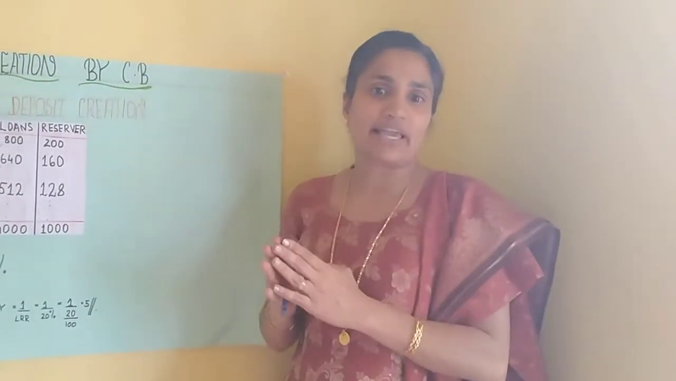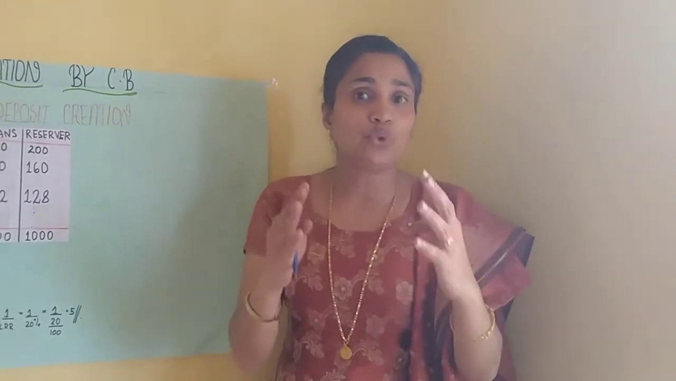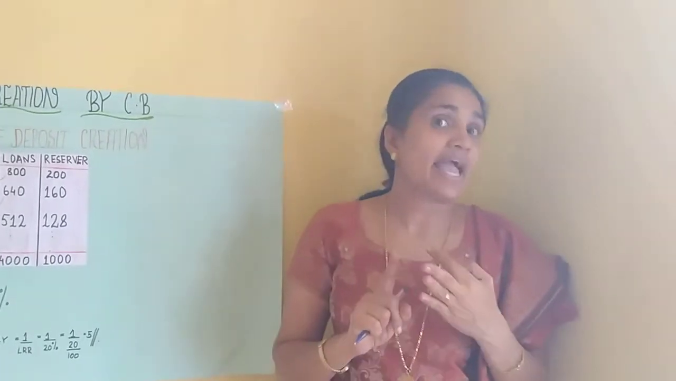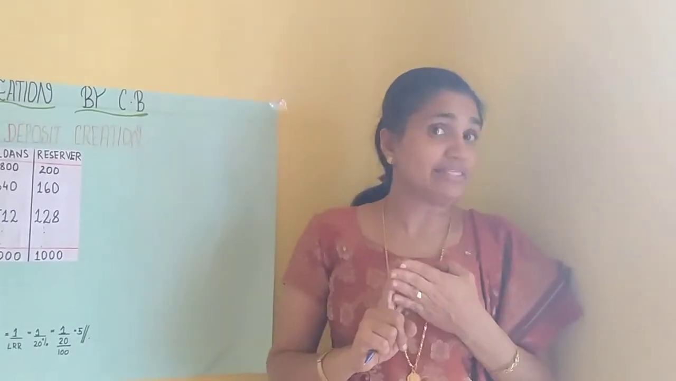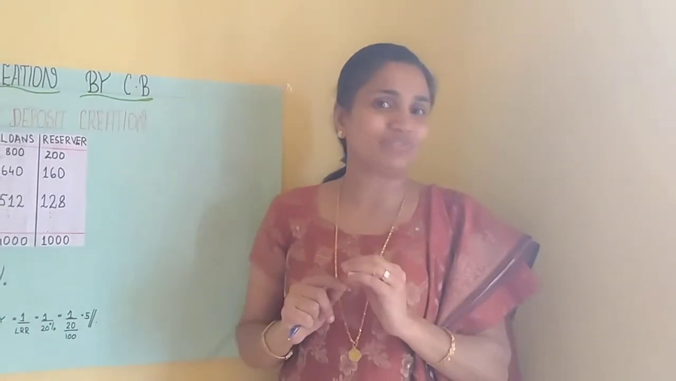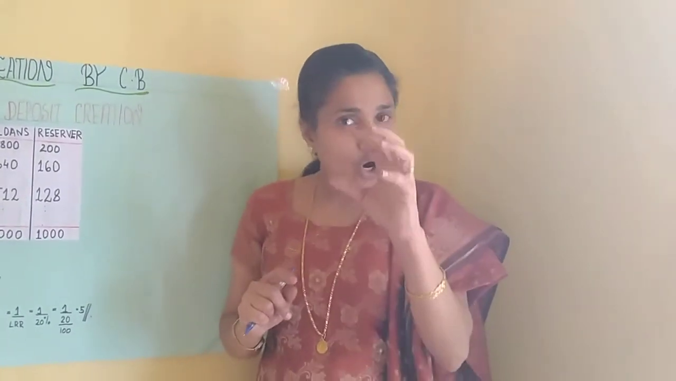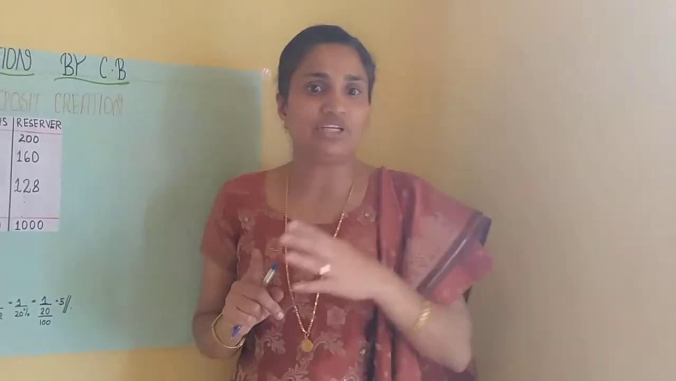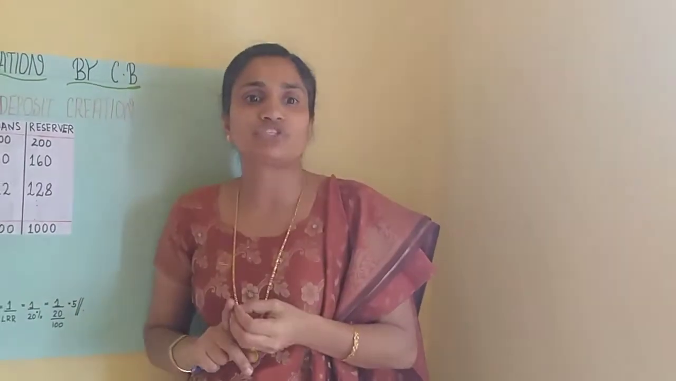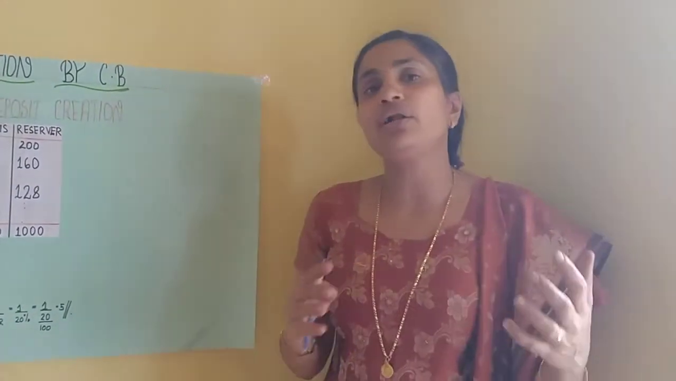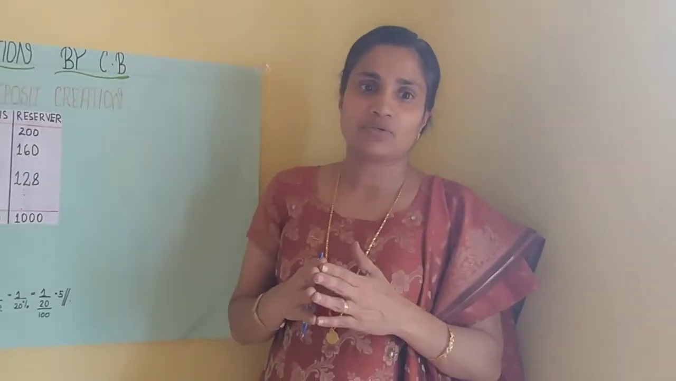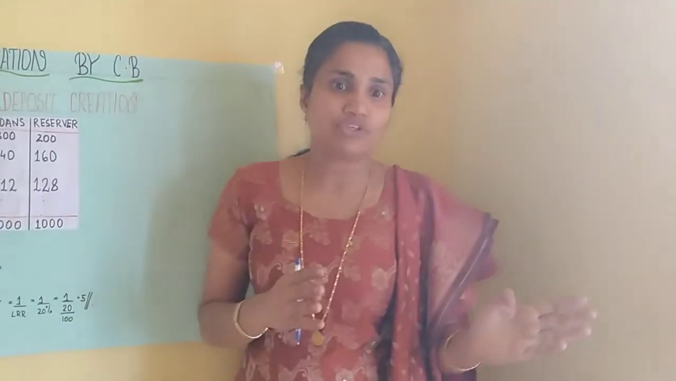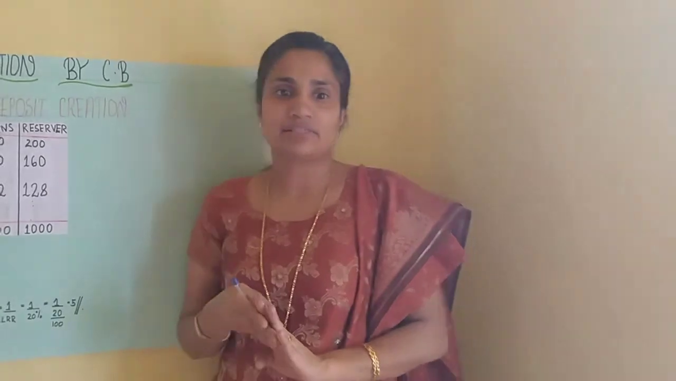So what are commercial banks? Commercial banks work for the public. For example, State Bank of India, Punjab National Bank, Axis Bank, ICICI Bank. These are examples of commercial banks. And all these commercial banks come under the control of the Reserve Bank of India. So the main function of the Reserve Bank is to control the operations of all the commercial banks. That is the two-tier banking system in India: the Reserve Bank of India and the commercial banks.